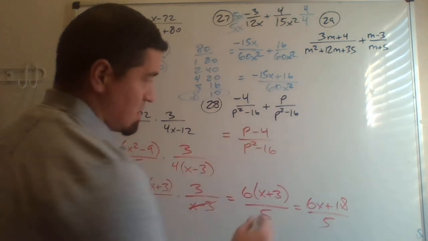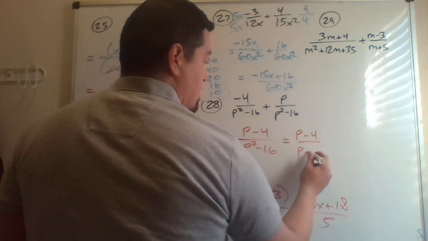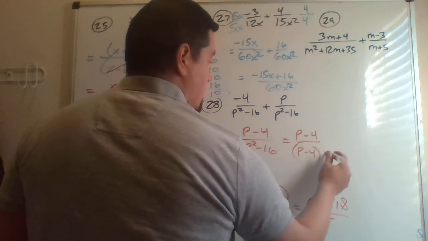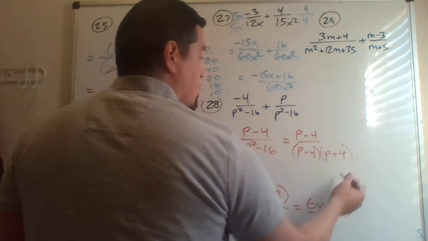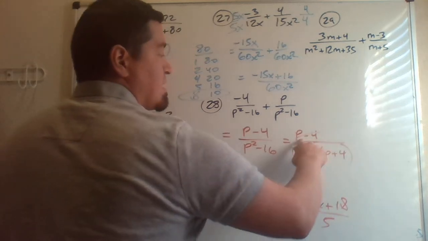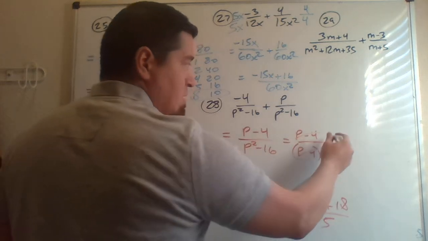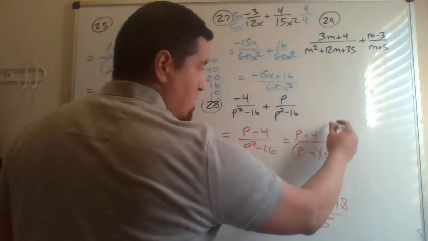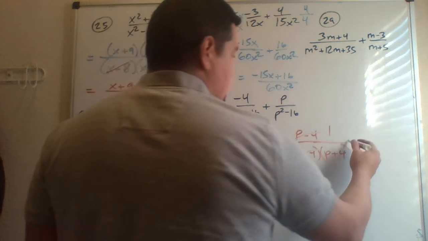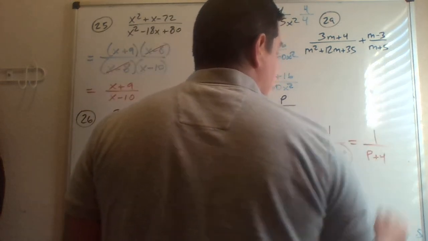You should notice that this is a difference of squares. So I can break this down to p minus 4 over p plus 4, which you'll also notice that the p minus 4's cancel out. But the answer is not p plus 4. When they cancel out, that means there's something divided by itself, that means it's 1. So the answer is 1 over p plus 4.